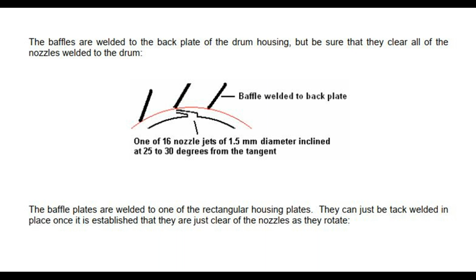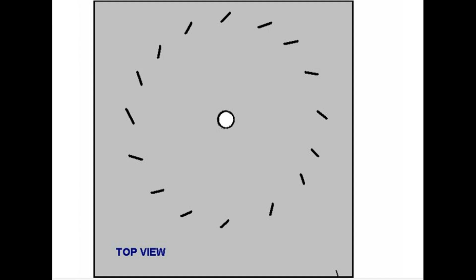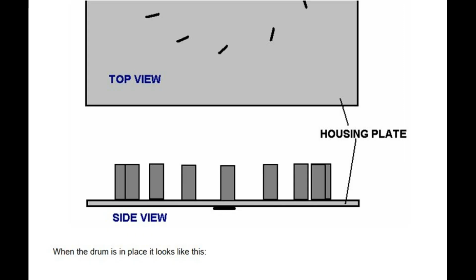The baffle plates are welded to one of the rectangular housing plates. They can just be tack welded in place once it is established that they are just clear of the nozzles as they rotate. When the drum is in place, it looks like this. There is no need for additional housing.